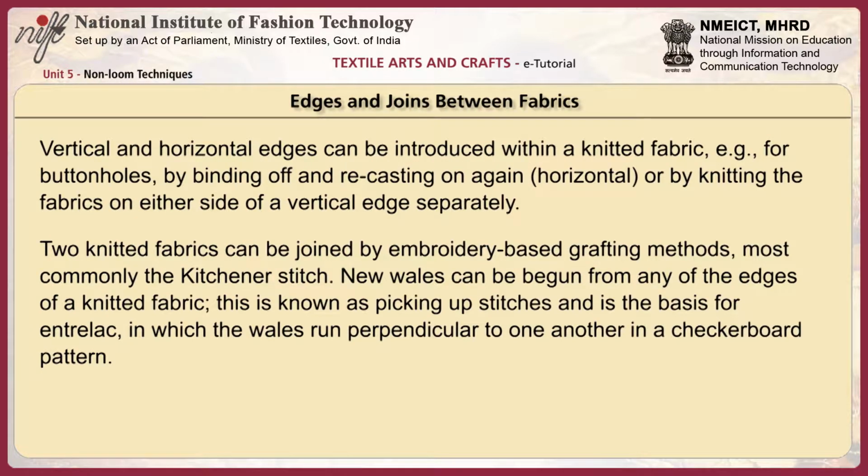Vertical and horizontal edges can be introduced within a knitted fabric, for example for buttonholes, by binding off and recasting on again horizontally, or by knitting the fabrics on either side of a vertical edge separately. Two knitted fabrics can be joined by embroidery-based crafting methods, most commonly the Kitchener stitch. New wales can be begun from any of the edges of a knitted fabric. This is known as picking up stitches and is the basis for intarsia, in which the wales run perpendicular to one another in a checkerboard pattern.